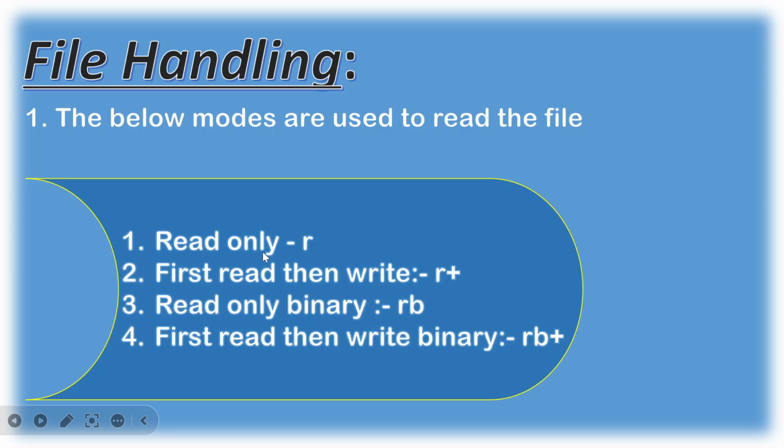First one is read only. If you want to read the file only, you can use the mode R. Similarly, if you want to first read then write, the mode is R plus. Likewise, for read only binary, the mode is RB. For first read then write binary, the mode is RB plus.